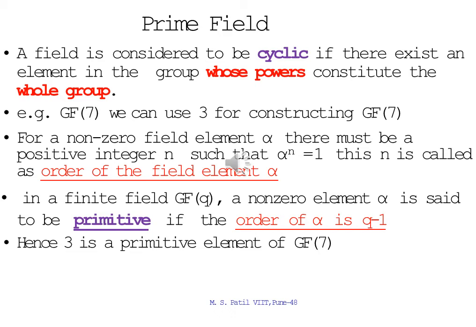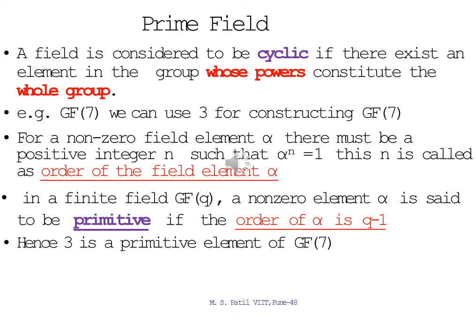Hope this clarifies the concept, and try to understand the wordings very clearly. The order of field element alpha is n if alpha raised to n is equal to 1. In the previous example, 3 raised to 6 is equal to 1. So 3 was my alpha and n is 6. That's why the order of 3 is 6 in the previous example. Hope this clarifies this point, the order of a field element. So we have got a special element.